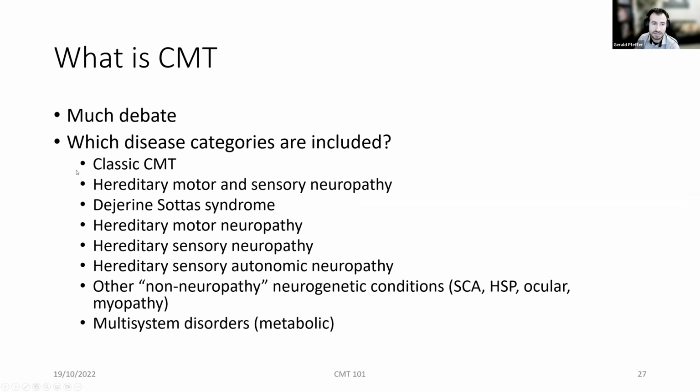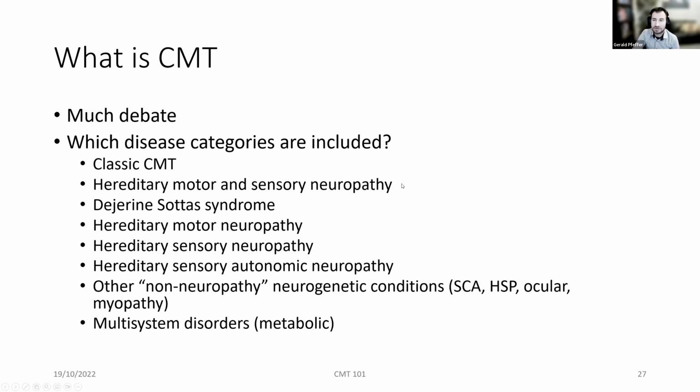And it does consist of a number of different conditions. We are not talking about just one disease when we talk about CMT. We're talking about many different genetic conditions. And if you want me to tell you exactly which genetic conditions fit under this umbrella of CMT, I will not be able to give you a good answer, because it is heavily debated among neurologists which disease categories really qualify as CMT. We do have a number of conditions that were initially defined as CMT by Charcot-Marie-Tooth and various other early neurologists called classic CMT.